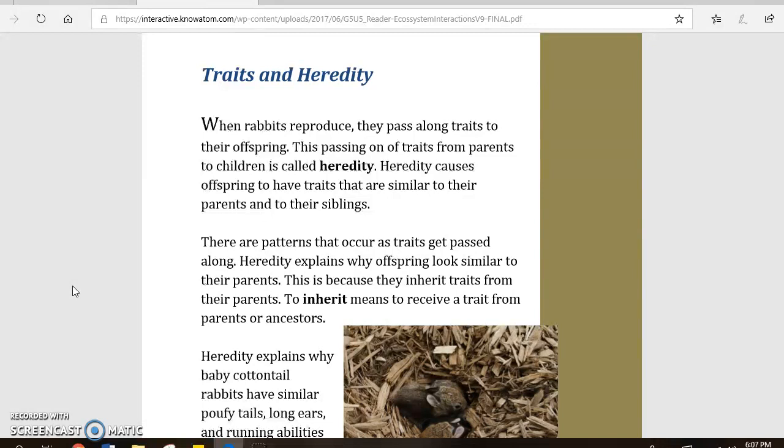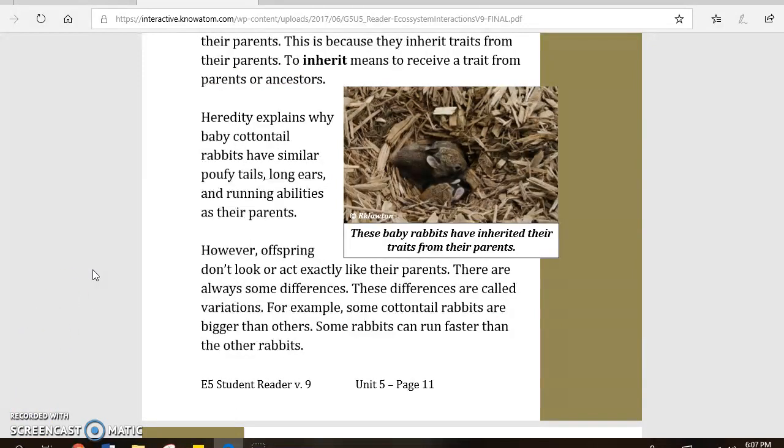Heredity explains why offspring look similar to their parents. This is because they inherit traits from their parents. To inherit means to receive a trait from parents or ancestors. Heredity explains why baby cottontail rabbits have similar poofy tails, long ears, and running abilities as their parents. Caption: These baby rabbits have inherited their traits from their parents.